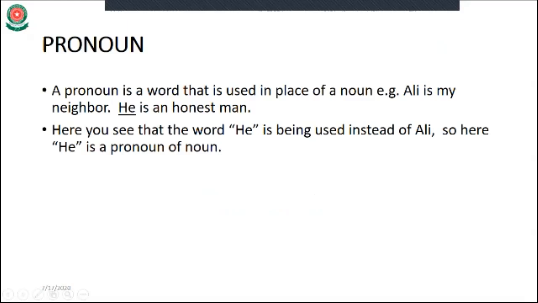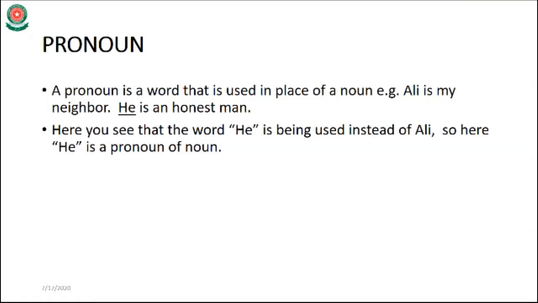First is pronoun. What is pronoun? A pronoun is a word that is used in place of a noun. It means that we use a pronoun instead of a noun. What is a noun? I already told you about that. A noun is any place, person, thing, or any name. So we use a pronoun in the place of a noun. It is a word which is used in place of a noun.